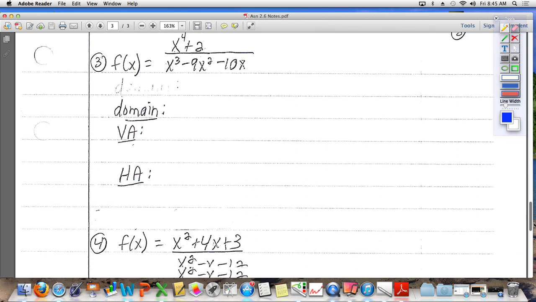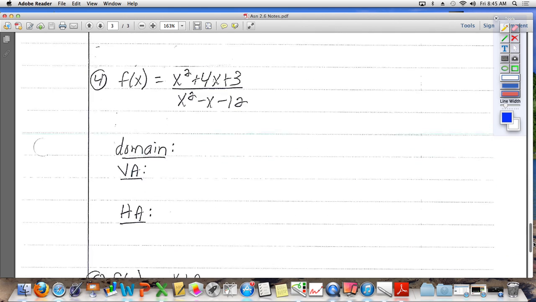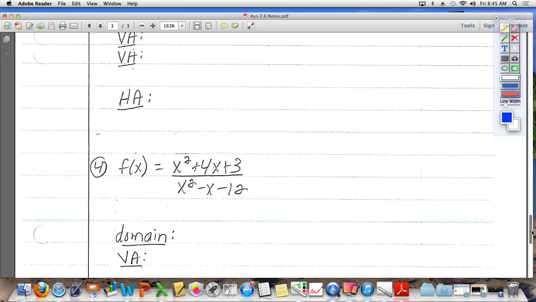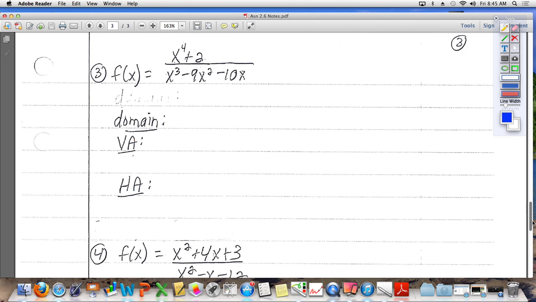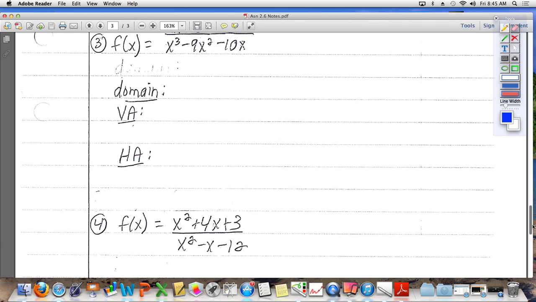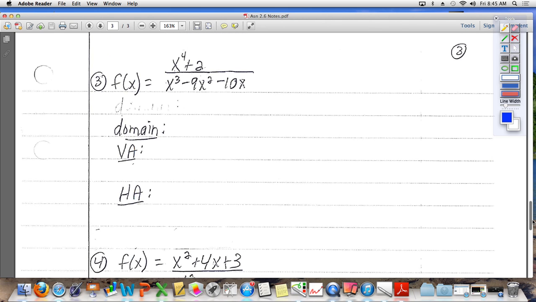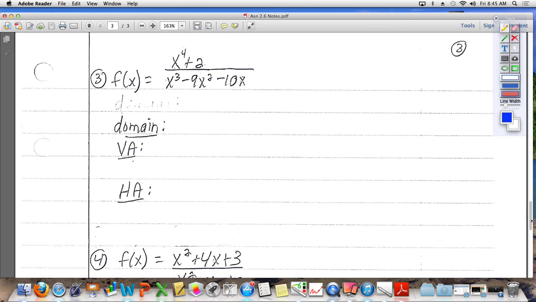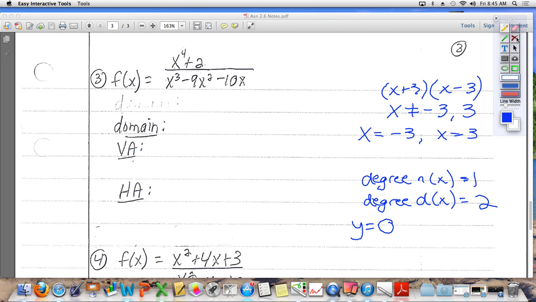Let's see, what do I have? Two more examples, you guys? Three more examples? All right. Okay, number 3. I actually don't know if we're going to do the last example together.